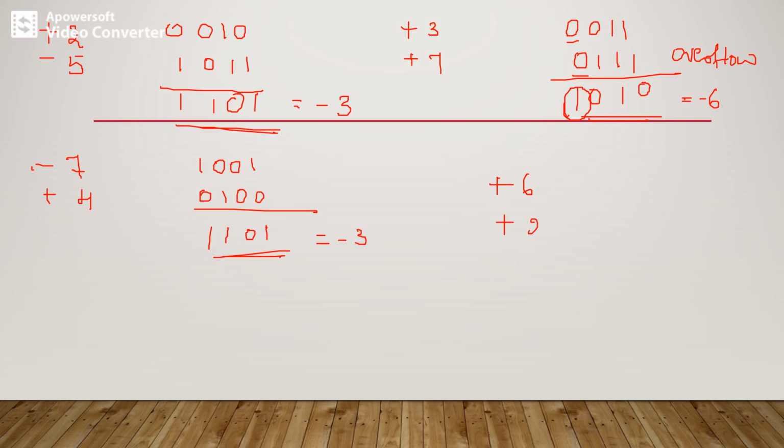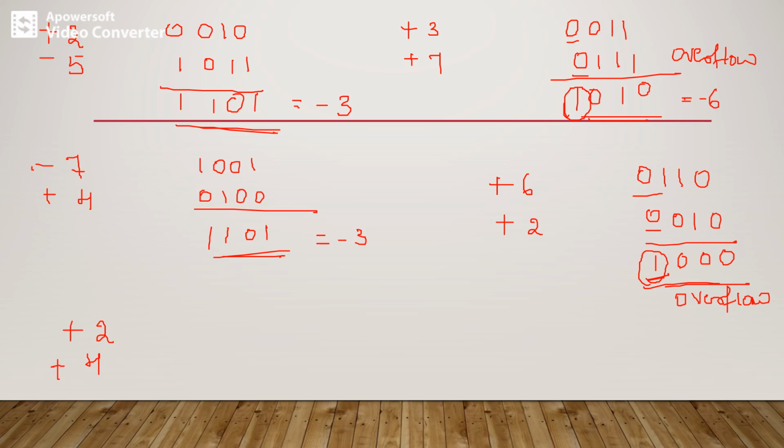Next I will consider +6 plus +2. +6 means 0, 1, 1, 0. +2 means 0, 0, 1, 0. On addition you will get 1, 0, 0, 0. That means the sign of these numbers is positive, but the sign of the result is negative. Then overflow will occur.